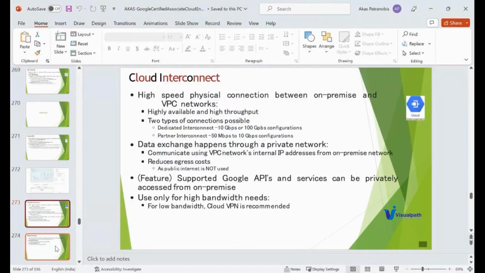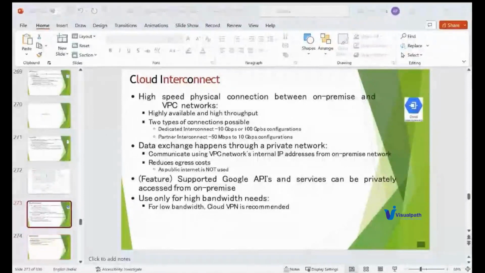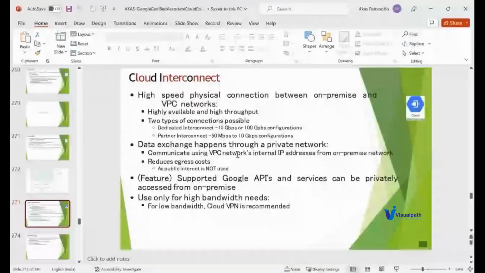There are multiple advantages you need to remember when you're using it. You get high availability and high throughput. There is very low latency, and you also reduce your cost on egress traffic, because you are not using an external IP address. So you get to save on that. But this is a much costlier service, right? Again, this has two parts to the equation. One is dedicated interconnect and one is partner interconnect.